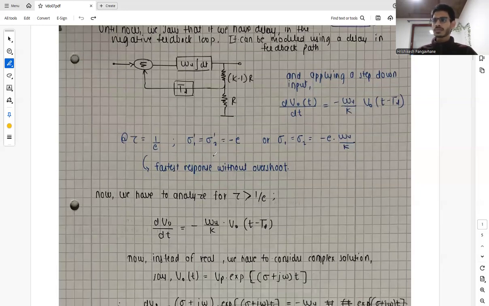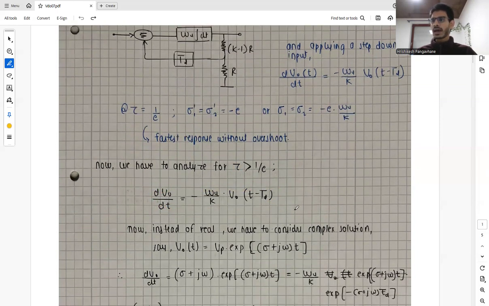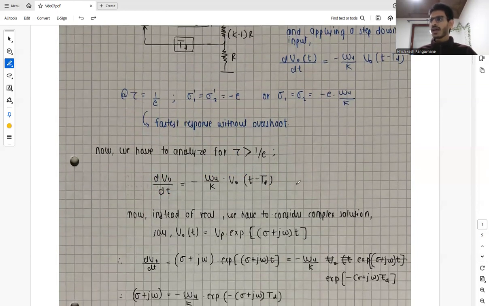So now we have to analyze the values of tau which are greater than 1 by e. Because until 1 by e we had no overshoot, but now we have to realize the same for the values of tau which are greater than 1 by e. So as always, we'll consider our equation, and now instead of real, we have to consider complex solutions. As we discussed in the last video, we have no real solutions after tau equals 1 by e.